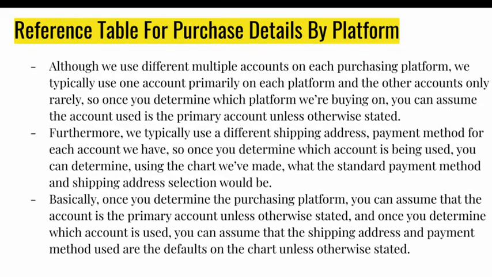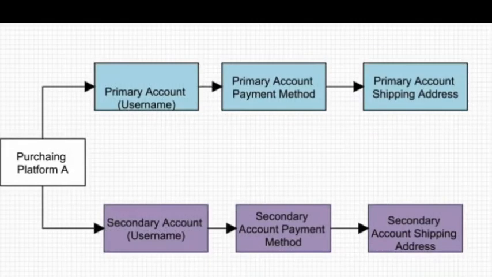Let's go to the next screenshot, which is a flowchart of how this works. So this first flowchart shows you an example that I just walked you through verbally. If you have purchasing platform A, which we'll call eBay, then you have a primary account that we're using to buy most of our inventory, and that's on the top. And that's linked to its own payment method, and that's linked to its own shipping address. And then on the bottom, you might have our secondary account, which is also linked to its own payment method and its own shipping address.